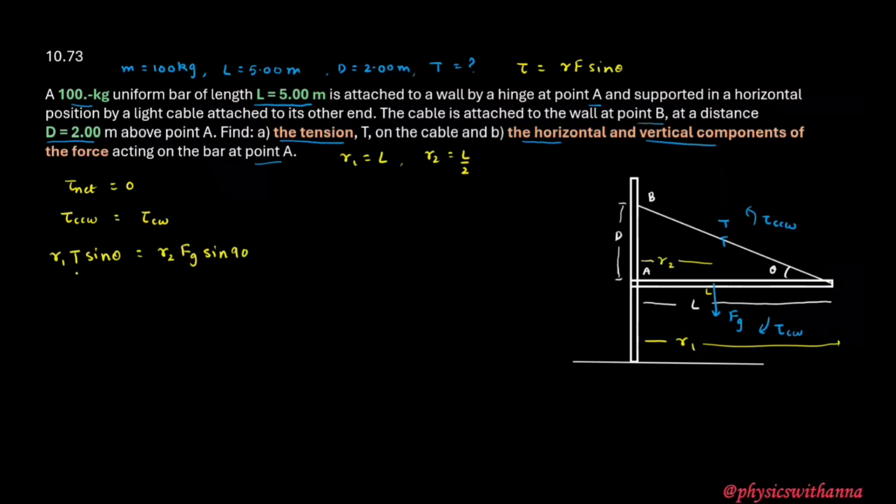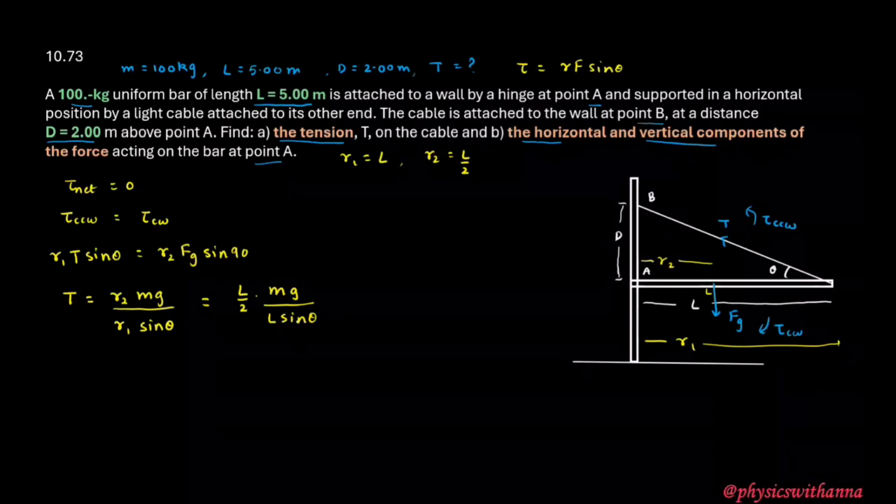We need to find the tension in the cable, so let's rearrange the term. I will write tension T as R2 Fg, we can write as M into G, sine 90 is 1, over R1 sine theta. Now let's substitute for R2 and R1. R2 is L by 2, M times G over R1 is L sine theta. Now we can cancel off the L over here, or you can just substitute the value of L to find your answer. But before we substitute, I still need to find what is the angle theta.